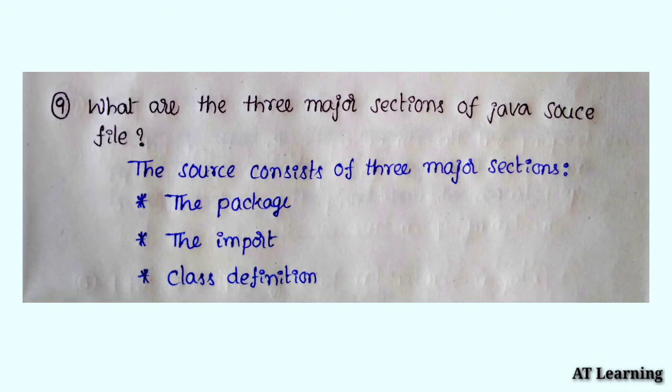Ninth question is, what are the 3 major sections of a Java source file? The source file consists of 3 major sections, that are package, import and class definition.